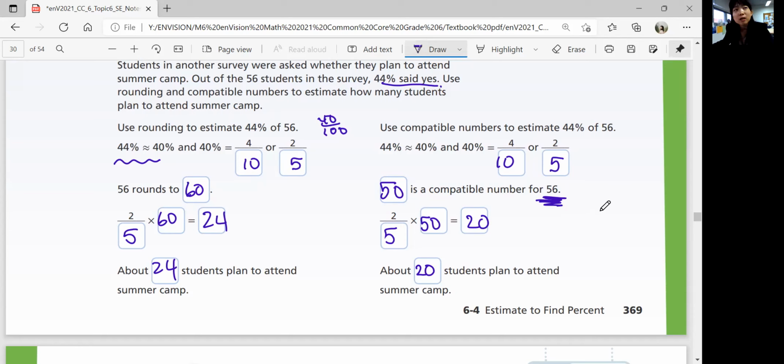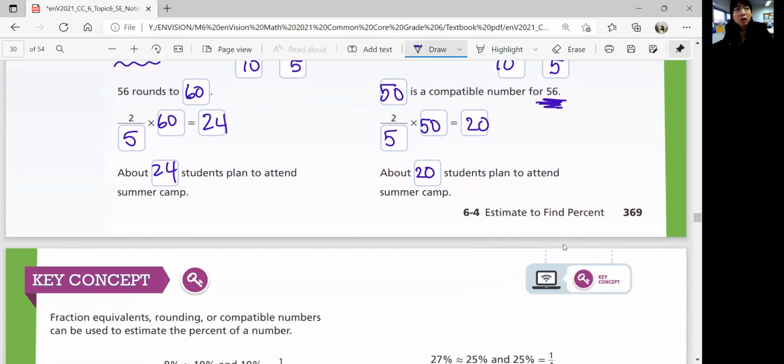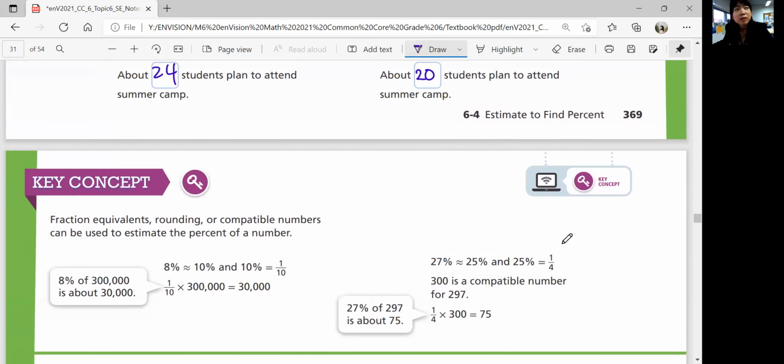Estimating is all about this lesson. So let's look at the key concept to summarize. Fraction equivalence, rounding, or compatible numbers can be used to estimate the percent of a number. So you need to know how to convert percent to fraction from last lesson so that you can figure out your estimation using compatible numbers and rounding up or down.